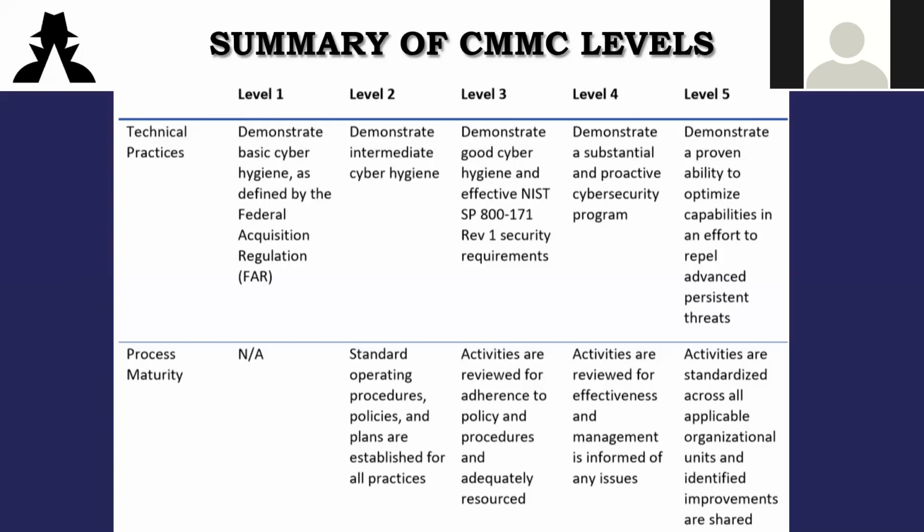A key here on the maturity side is activities reviewed for adherence. You have to go through security control assessments and ensure that you're meeting the standards. Level 4, you have a fairly sophisticated and mature cybersecurity program. Level 5, you're going to defend yourself against APTs, advanced persistent threats. Also at level 5, you're hitting some of those ISO standards where you're seeking to improve your processes and maturities.